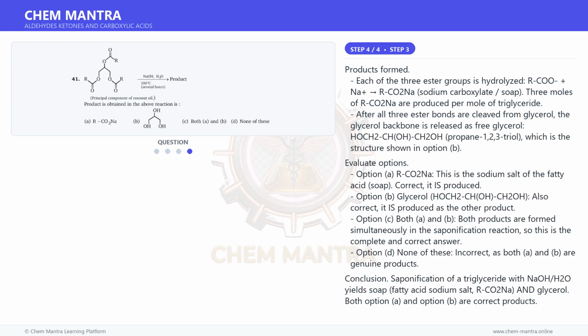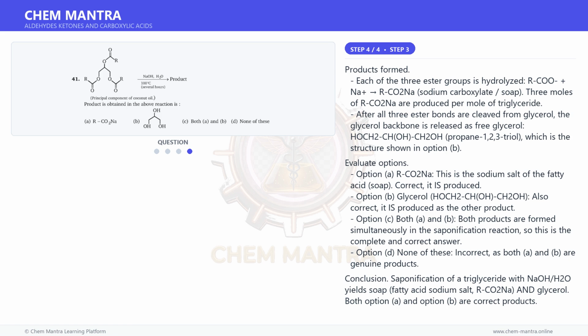And for the final step. Products formed. Each of the three ester groups is hydrolyzed, RCOO- plus Na+ gives RCO2Na, sodium carboxylate soap. 3 moles of RCO2Na are produced per mole of triglyceride. After all three ester bonds are cleaved from glycerol, the glycerol backbone is released as free glycerol, HOCH2CH(OH)CH2OH, propane-1,2,3-triol, which is the structure shown in option B.